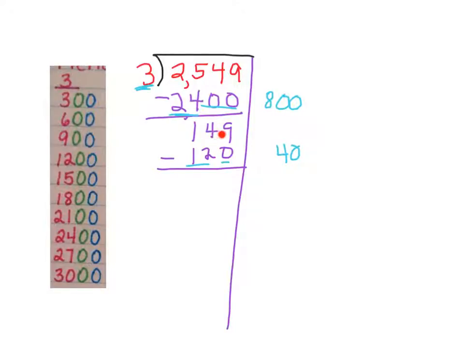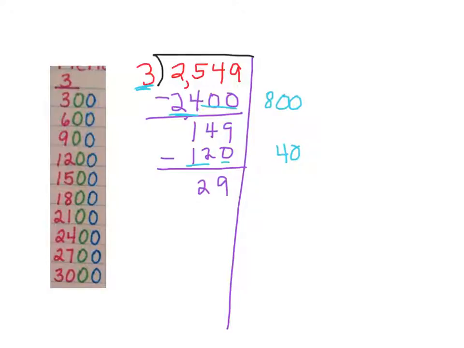I'm now ready to subtract over here. So 9 minus 0 is 9. 4 minus 2 is 2. Okay, I'm ready to look for more friendly numbers. Friendly for 3.